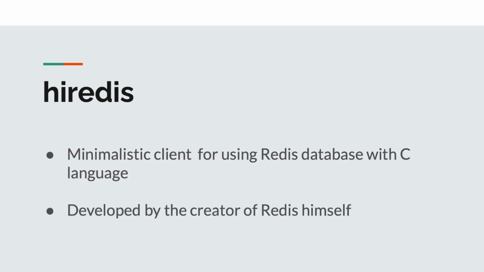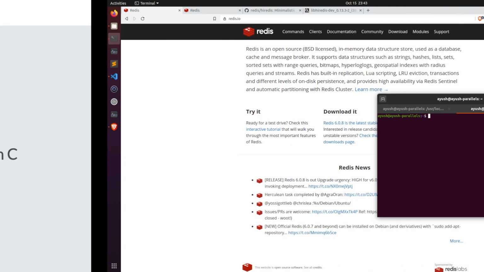So let's move on to HiRedis. What exactly is HiRedis? HiRedis is a C-based client developed by the founder of Redis himself. It is really fast and provides a lot of features. Without further ado, let's get started.